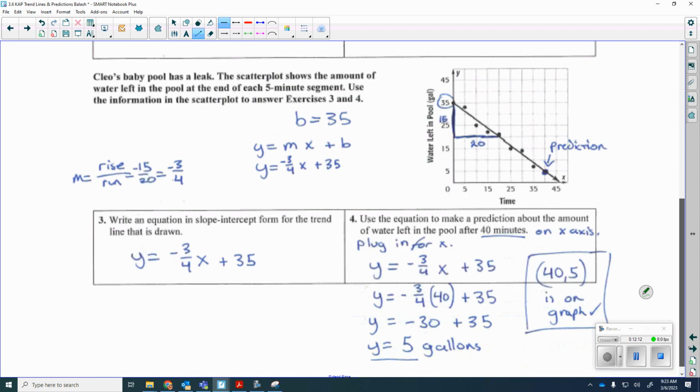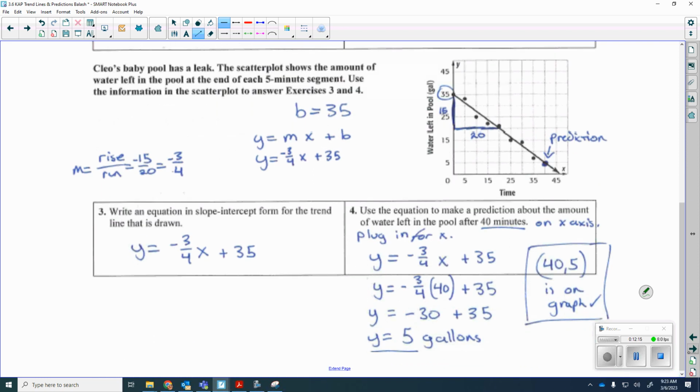Okay. And then how about the last one? Now we didn't do one like this one. But it says that they already gave you a line of best fit, and so they said to use the information to answer. So write an equation in slope-intercept form for the trend line that's drawn. Did everybody get -3/4 x plus 35? Yeah, because they gave you the line. Easy. Now, use your equation to make a prediction about the water left after 40 minutes. Well, 40 minutes would be my x. So that means I would put a 40 in here where x is, and you should have gotten 5 gallons.